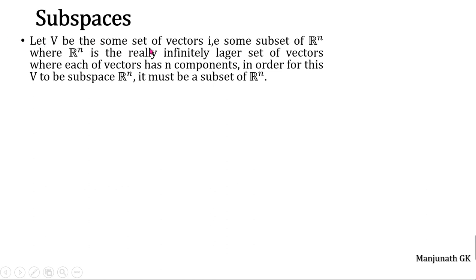Let V be some set of vectors, that is, some subset of space with n dimensions, where Rn is a really indefinitely larger set of vectors, where each vector has n components. In order for this V to be a subspace of the space with n dimensions, it must be a subset of Rn. Let's understand each and every line.